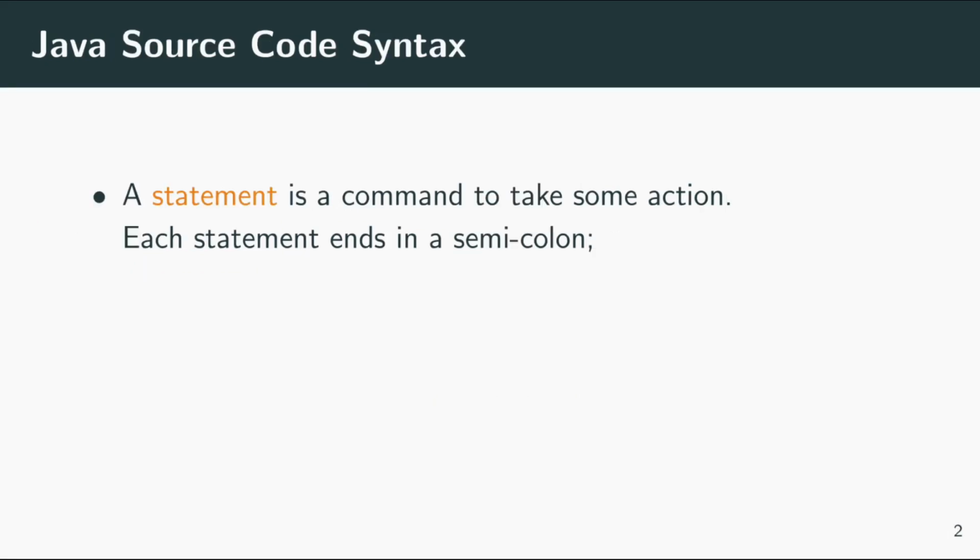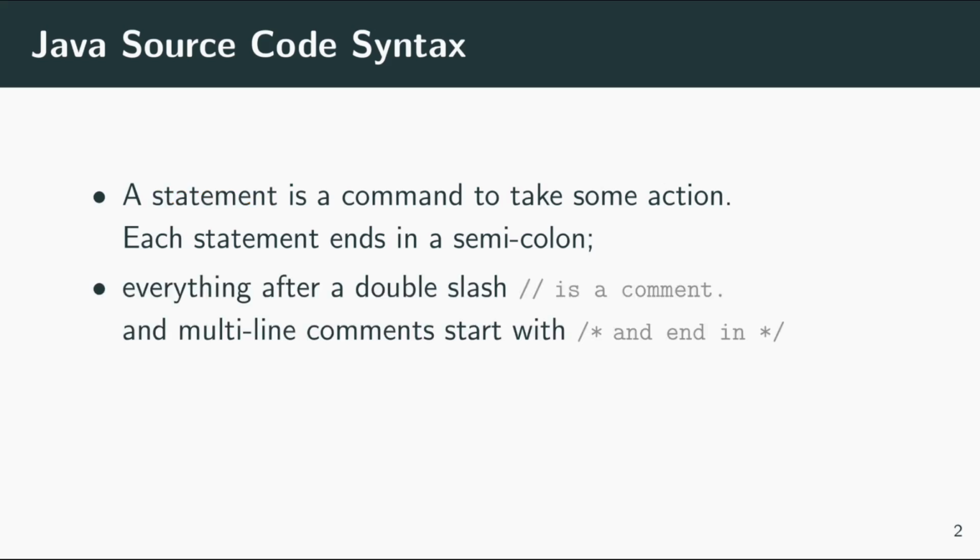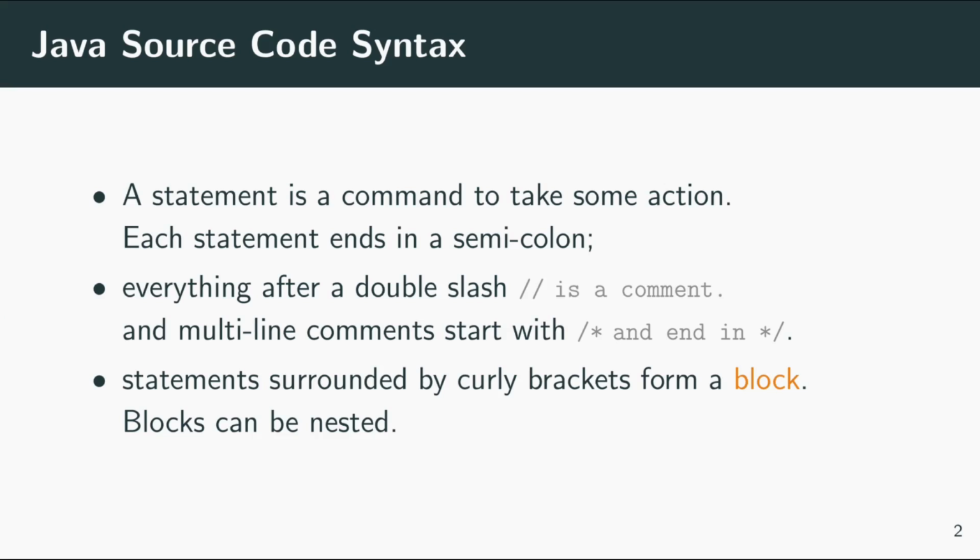Java source code syntax can be thought of as a sequence of statements. A statement is some command that tells the computer to take some action, and it has to end in a semicolon. Everything that is after a double slash is considered a comment, and that means the compiler will completely ignore it. And so is everything that's in between a slash asterisk and asterisk slash. So those are multi-line comments. They would be completely ignored by the compiler.